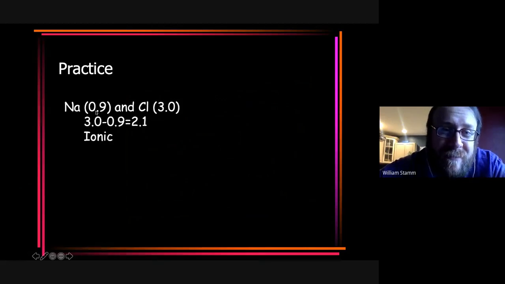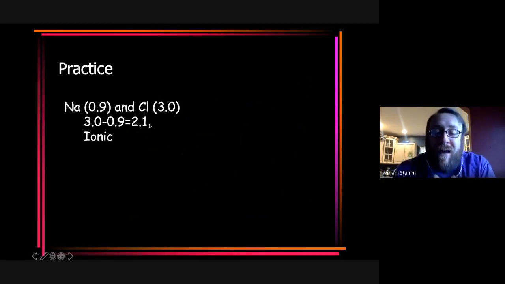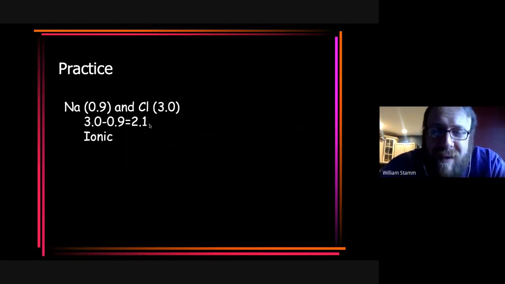So the difference between these two numbers in parentheses, the difference between 3 and 0.9, is 2.1. Now 2.1 is over the magical number of 1.7. 1.7 is kind of the cutoff between ionic and covalent. So obviously 2.1 is higher than 1.7. It's a greater difference in electronegativity. So that's ionic. Ionic are over 1.7.